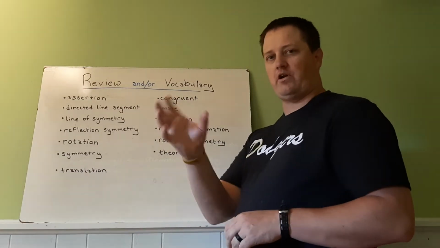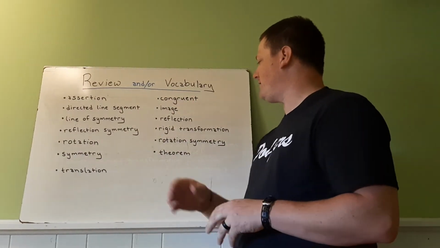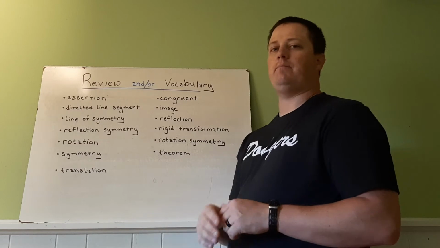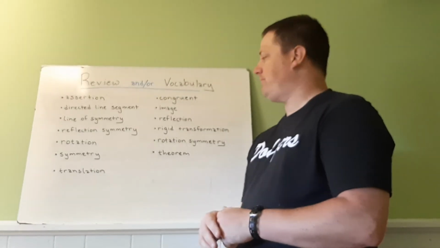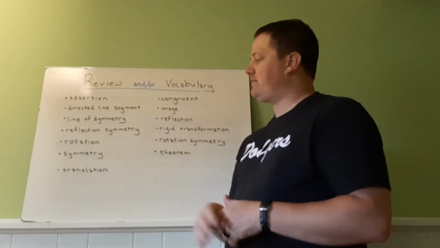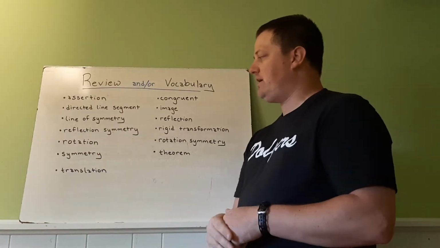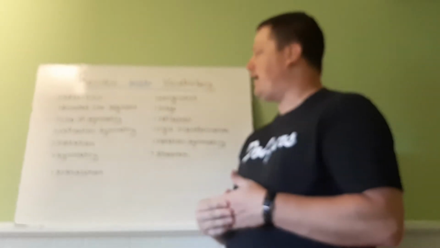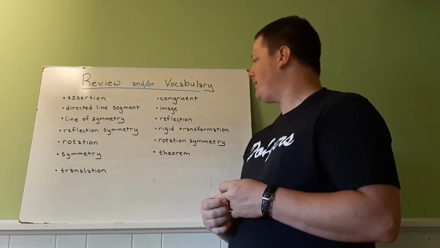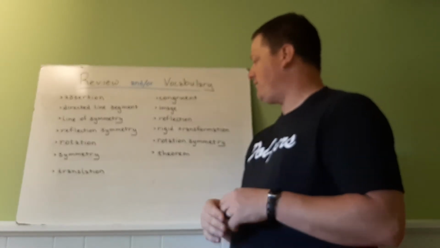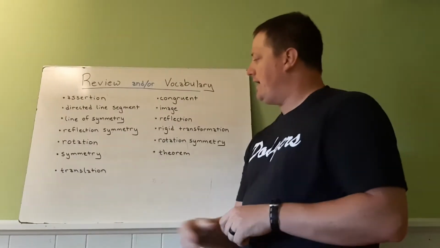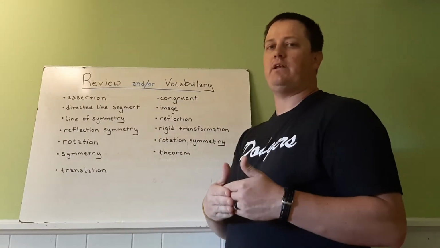Rotation is just turning the figure clockwise or counterclockwise. Rotation symmetry means that when you turn it, it still is the exact same picture, just with the points in different places. Symmetry is just the ability to keep the picture the same on either side. Theorem is when we have proven our statement, and then translation is just the moving of something from one spot to another.